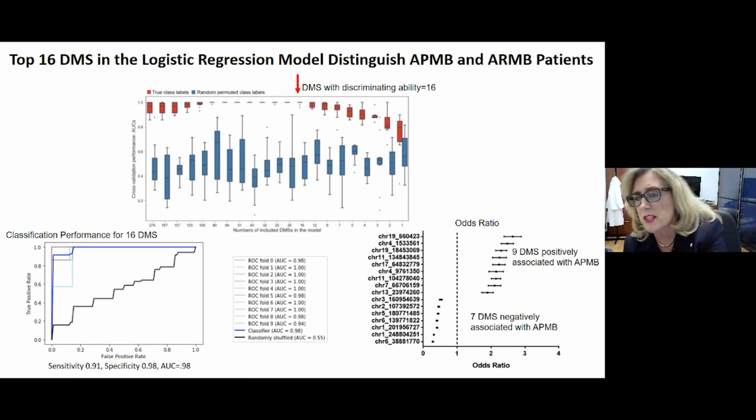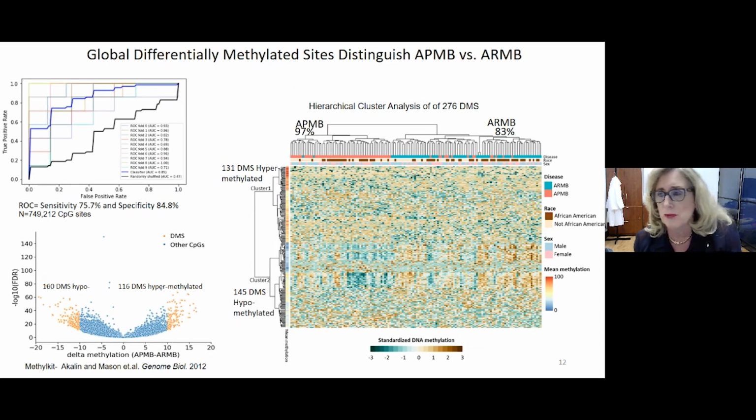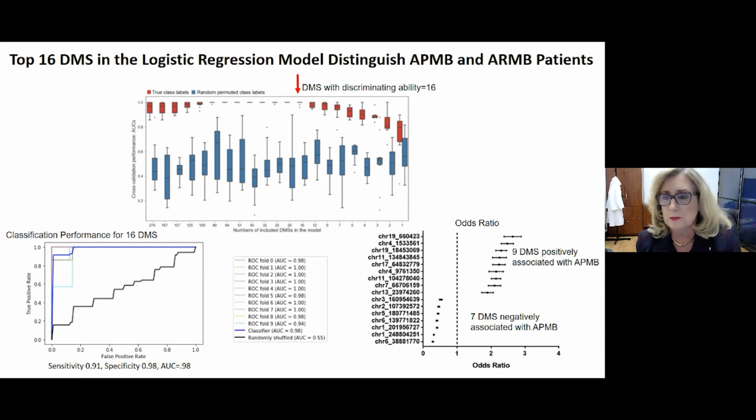Now, can I have the next slide, please? Oh, I just wanted to say these were independent of their race and sex, as shown in some of the bars underneath the disease phenotype. So this was really an epigenetic difference, and we believe it was related to the disease, not to their sex or race. May I have the next slide, please?